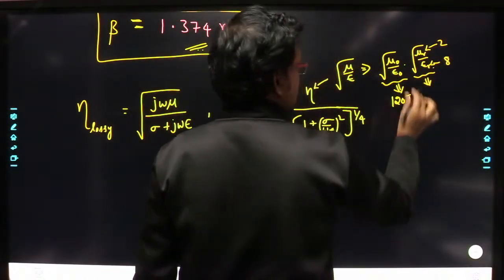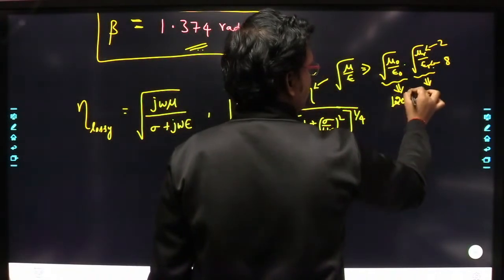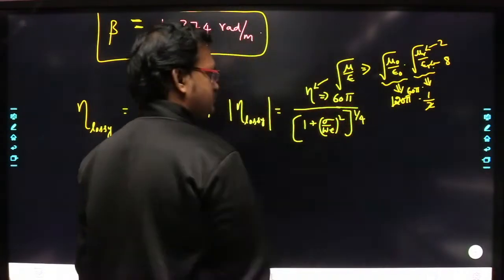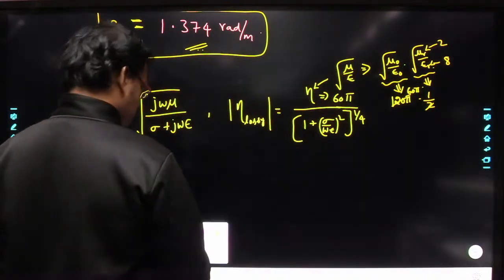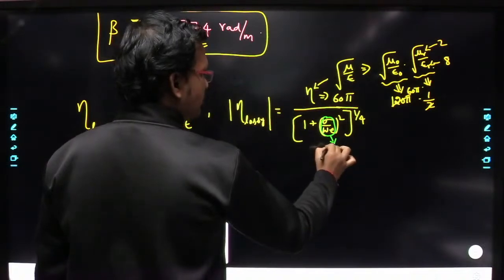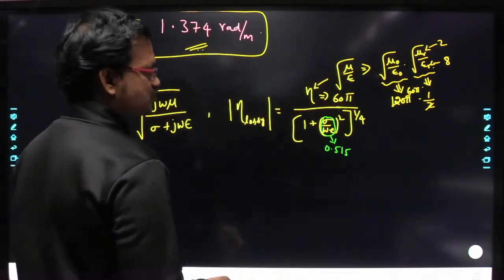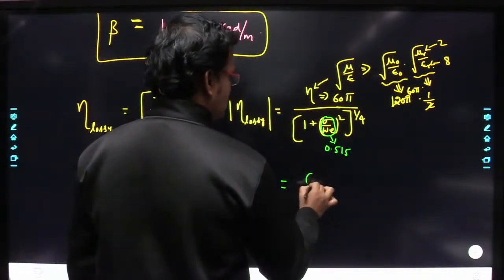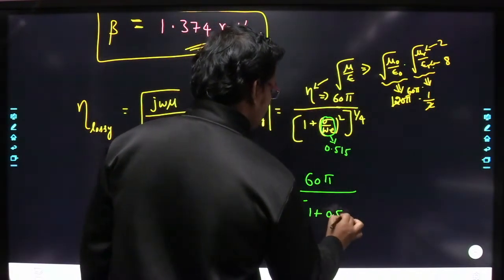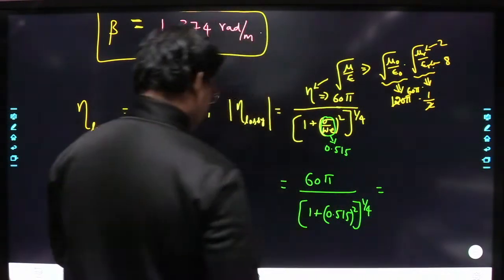So 2 ones are 2, 4 twos are 8. So 1 by square root of 4, that is 1 by 2. So you are going to get 60 pi. So this eta value is 60 pi. And we know this sigma by omega epsilon value, which is 0.515. Just substitute all this, then you get the magnitude of eta lossy, equal to 60 pi divided by 1 plus 0.515 squared, the whole to the power of 1 by 4.